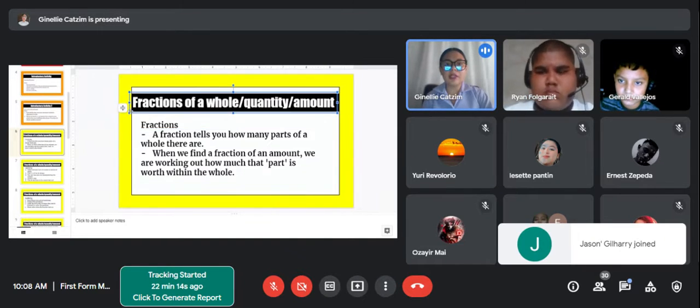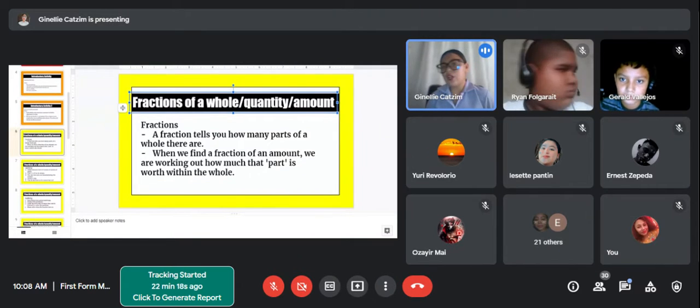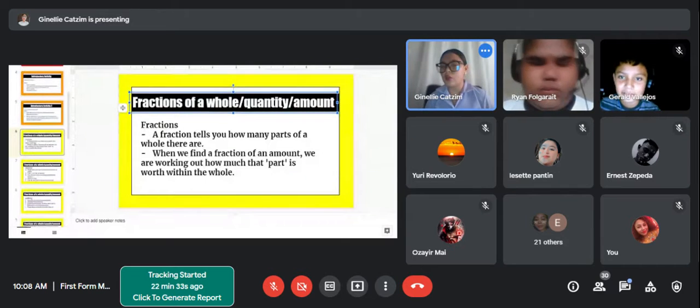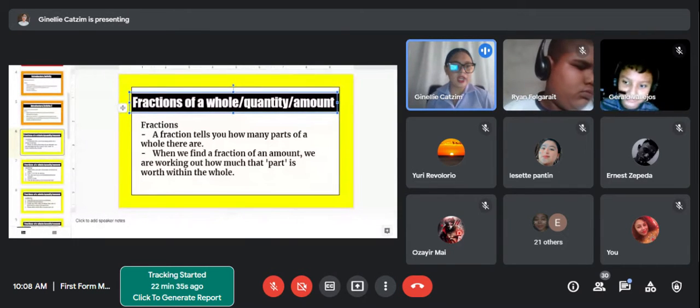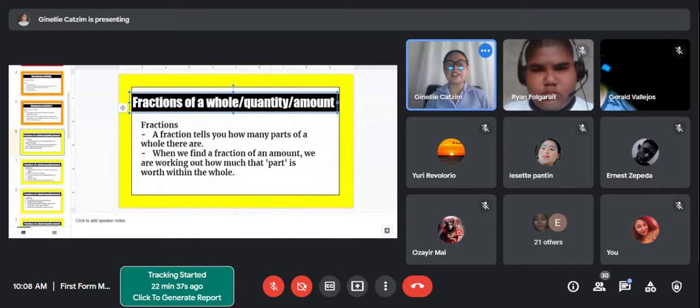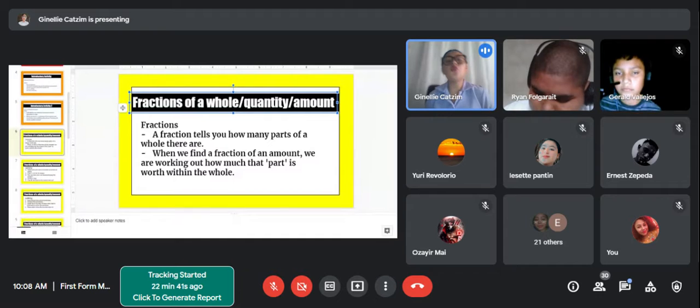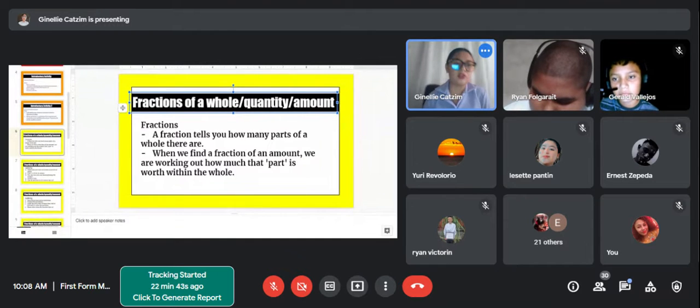So today we'll be doing fractions of a whole, a quantity, or an amount. A fraction tells you how many parts of a whole there are. When we find a fraction of an amount, we find out how much that part is worth within the whole. There are two ways to find this, but I will not tell you how it's found. You will try to do it on your own.